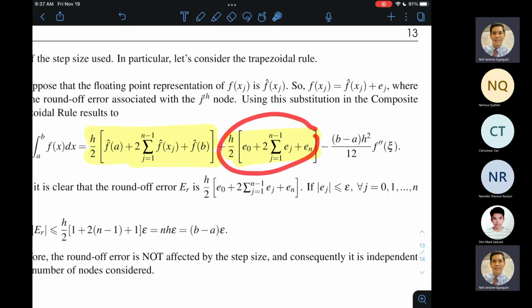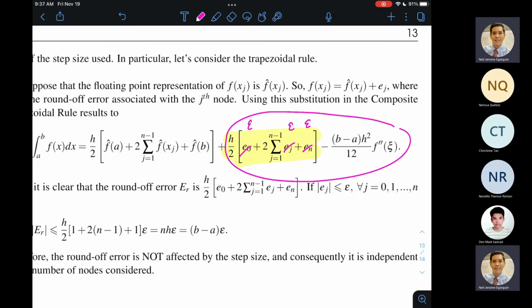Tapos tingnan natin ito. Anong mangyayari kapag inassume natin na bawat e sub j ay may magnitude na bounded above by the machine epsilon? So ito magiging epsilon, ito magiging epsilon, ito magiging epsilon. Okay? So ito na yung total error. Ito pala yung magiging total error or bound para dun sa total error. Okay, then let's examine this guy.